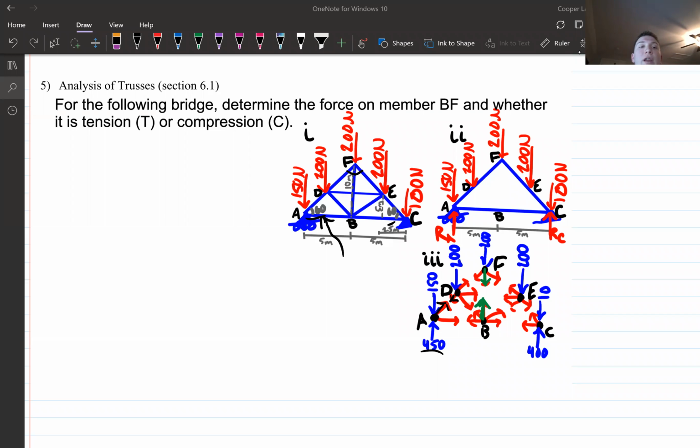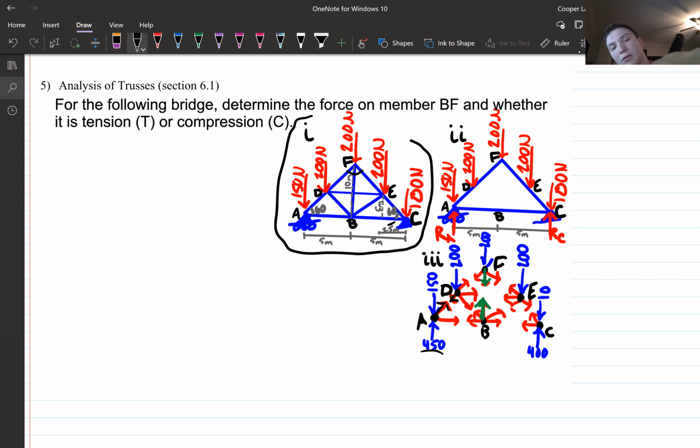Okay, so now we're going to be working on question 5, analysis of trusses, section 6.1. The question is, for the following bridge, the bridge refers to this one right here. I already have the other two drawings drawn, and I'm going to use them to save time. For the following bridge, determine the force on member BF and whether it's in tension or compression.